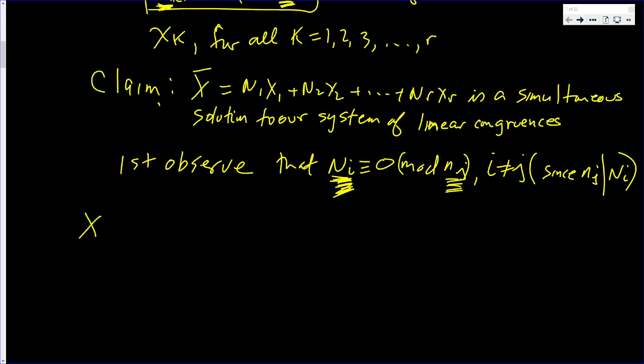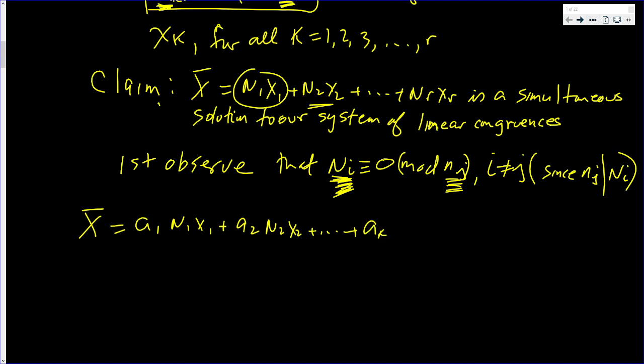Okay. Now let us see if our solution really works. We're claiming that x bar, which is a1, so let's see one little thing here. Okay, so what we have is a1 times N1 x1 plus a2 times N2 x2, etc., all the way down to a_k N_k x sub k, all the way down to a sub r N_r times x_r. But now, what does this equal?